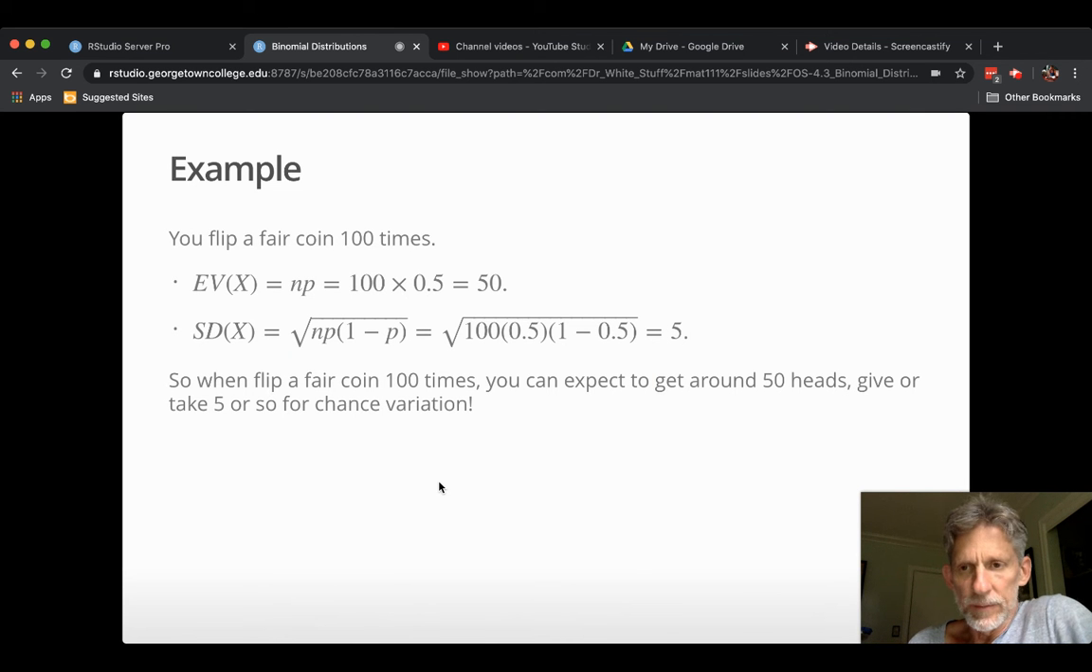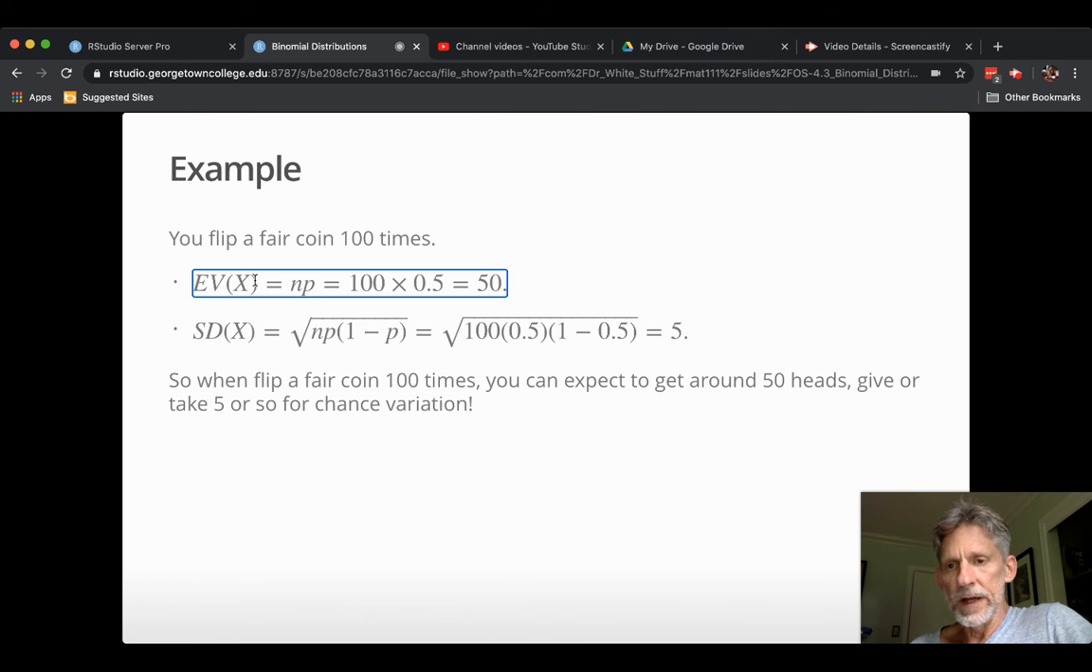Let's try it on an example. Say you're planning to flip a fair coin 100 times and you're going to count up how many heads you get. Let's let x be how many heads you get in 100 tosses of a fair coin. So the expected value of x is n times p. For us, that's 100 times 0.5. That's 50. So that fits the intuition we've probably known since we were small children, that if you flip a coin some number of times, you can expect to get heads about half the time.